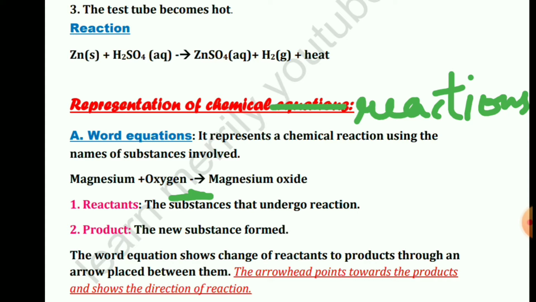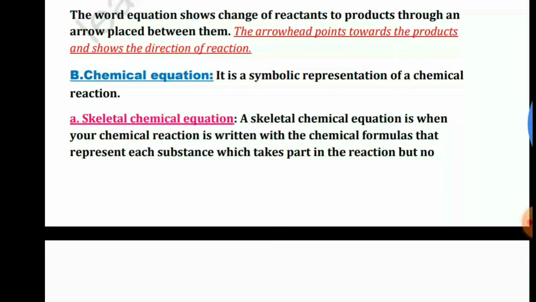So it has two components, one is reactant and the other one is product. So what are reactants? The substances that undergo reaction, the substances which you have originally taken, the substances which were there initially with you, are known as reactants. Now what is a product? The new substance formed when you reacted the two initial substances, or whatever it may be, the substance which is formed, that is known as the product.